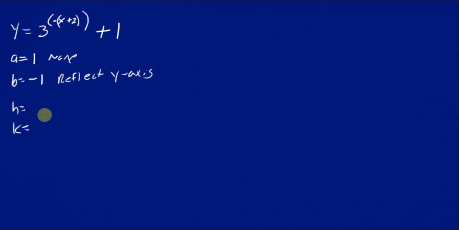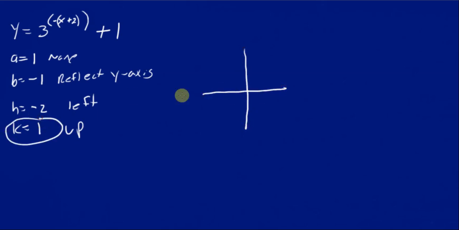So H is my horizontal. Take the opposite, so that's going to be -2, and that's going to go left. And 1 for K, so that's going to go up. All right. The only two things that I really need to graph are my asymptote. Graph that first. K goes up 1 unit. So right there is my horizontal asymptote. Y is equal to 1.